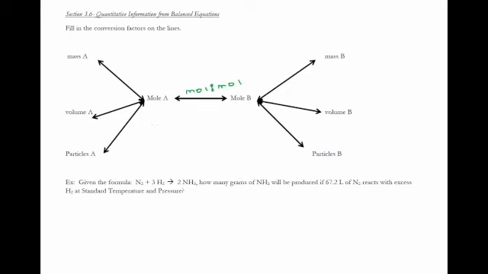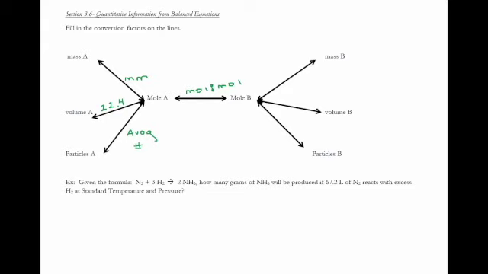Okay? So let's look at how we do that with an example problem. Before we go ahead, remember, going from mass of A to moles of A, you use your molar mass. Going from the volume of A to moles of A, you use 22.4, assuming that you are at standard temperature and pressure. And from particles to moles, remember, you use Avogadro's number. Okay, so let's look at an example.